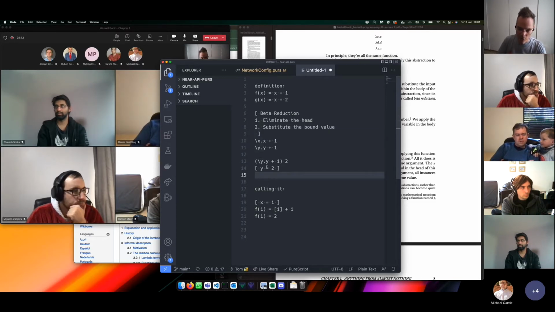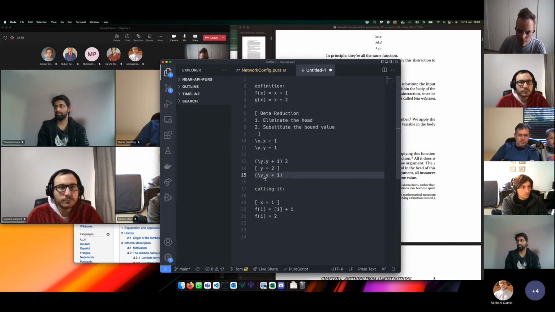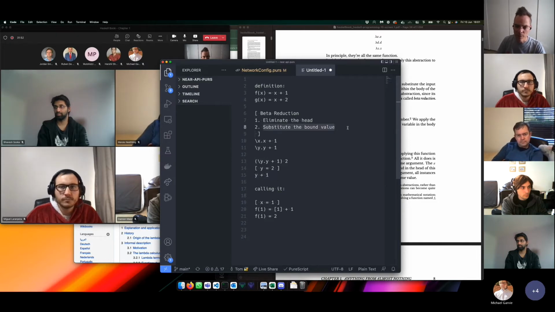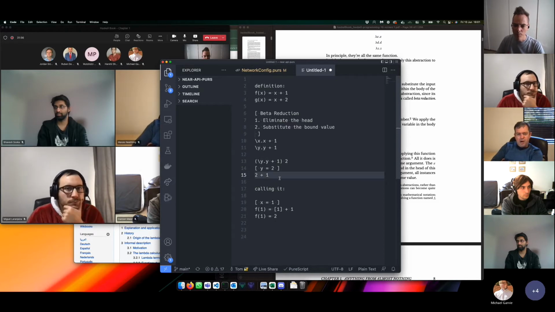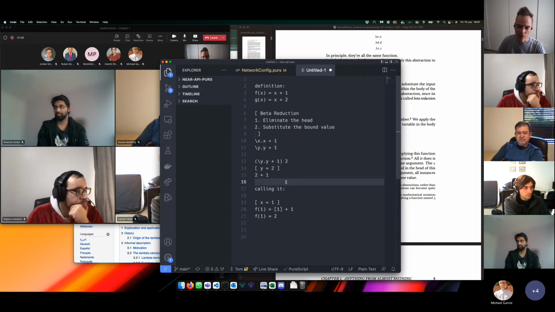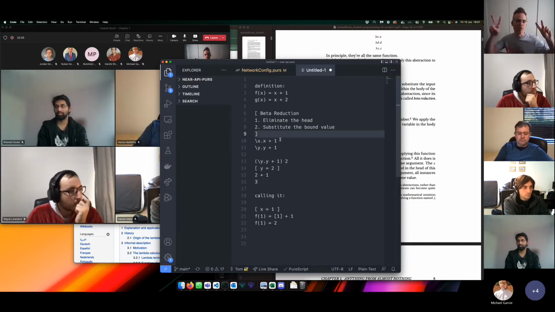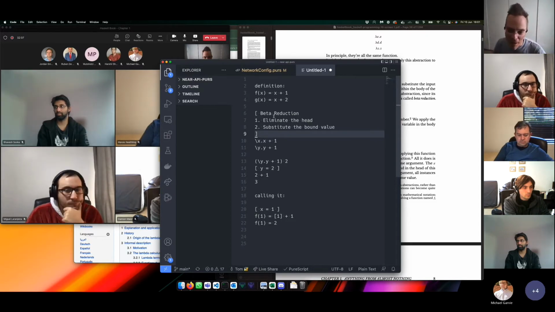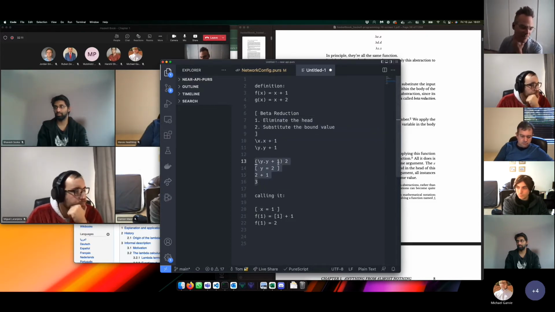So what does this reduce to? We would take this thing, we would kill the head, which is everything on that side, and then number 2, we substitute the bound value. So there's a y there, we need to substitute a 2 there, boom, and that's the answer. So the answer is then 3. Yes, you agree with that? So it's just the process, it's called beta reduction. Eliminate the head, substitute the bound value, and there you go. Yeah, that makes sense? It's a cool word you can tell your friends.